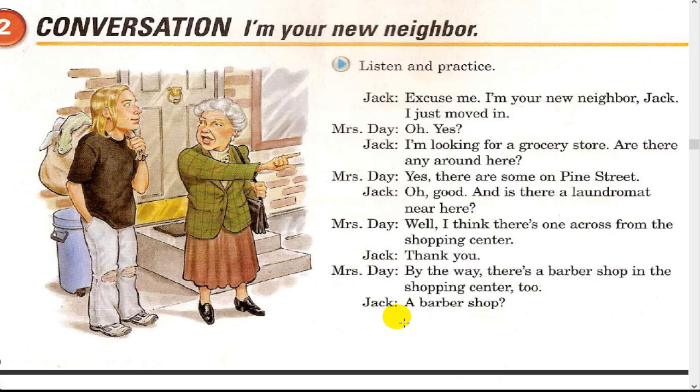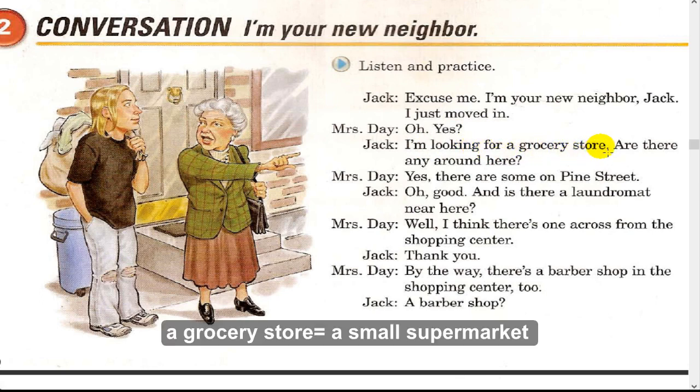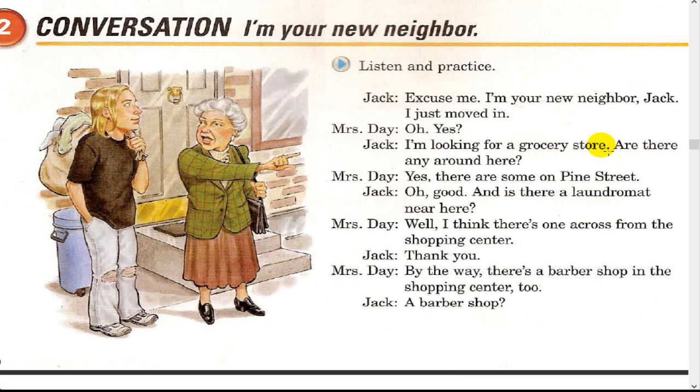Who's Jack? Jack is a new neighbor. He just moved in. He changed. He moved to a new house. He moved to a new place. What's Jack looking for? Jack is looking for a grocery store. A grocery store, a supermarket, a small supermarket.